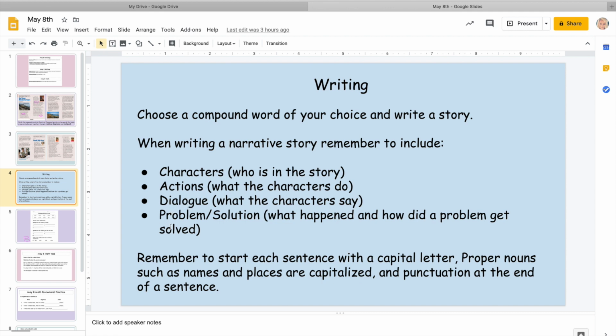And then also a narrative story is going to have a problem and a solution. Remember, a problem is something that happens to the character in the story. And the solution is how did that problem get solved?